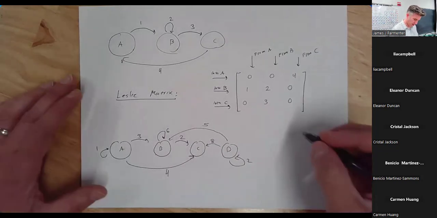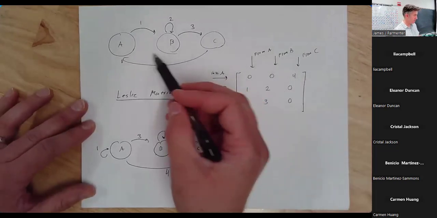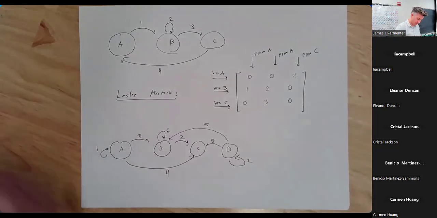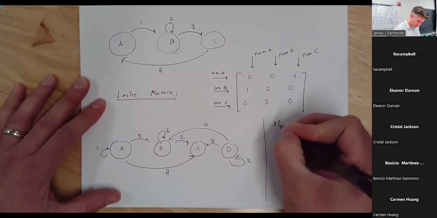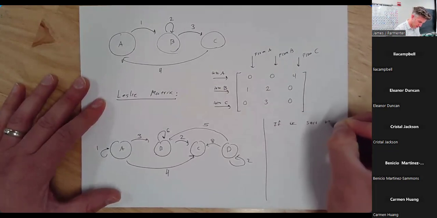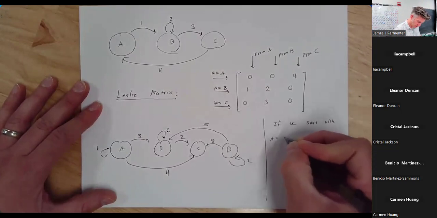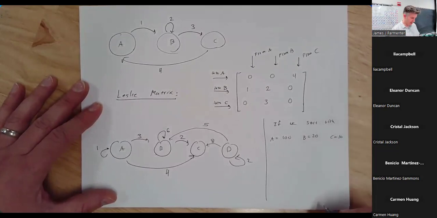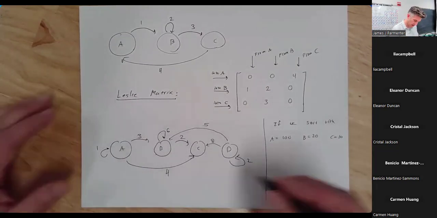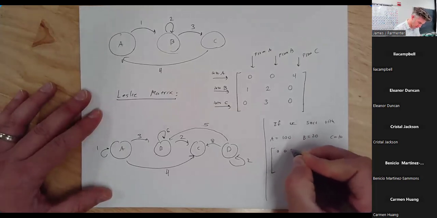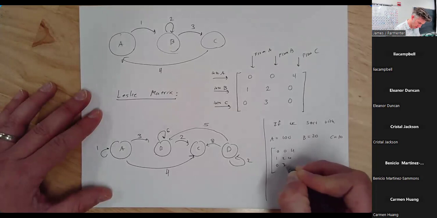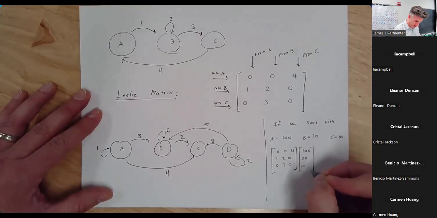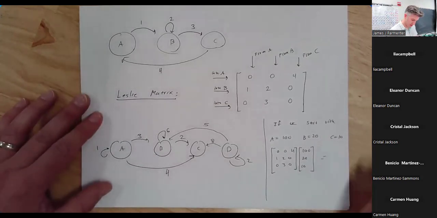And then the thought here is that if you took this matrix and you multiplied it by the quantities that were in A, B, and C, you would get next iteration's quantities that were in A, B, and C. So for example, if we start with, and again, we're just making things up here, A equal to 100, B equal to 20, C equal to 10, then the next iteration is going to have this matrix 0, 0, 4, 1, 2, 0, 0, 3, 0 multiplied by 100, 20, 10. So then we just do the matrix multiplication.